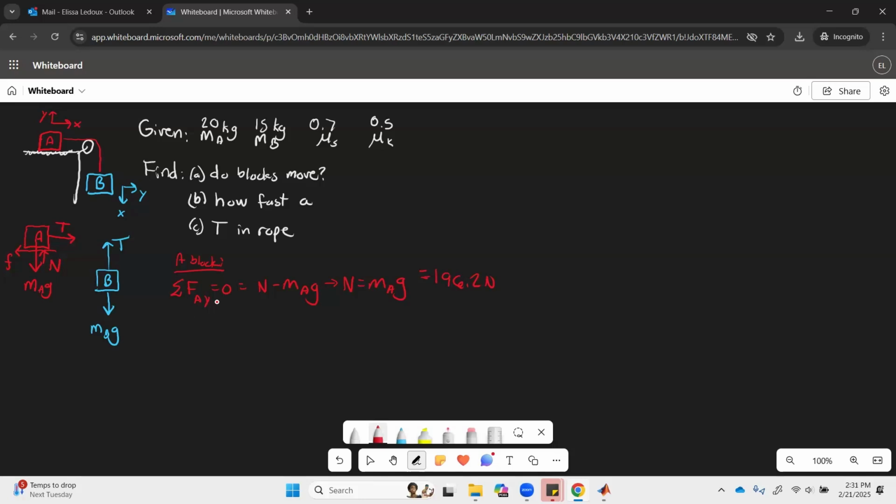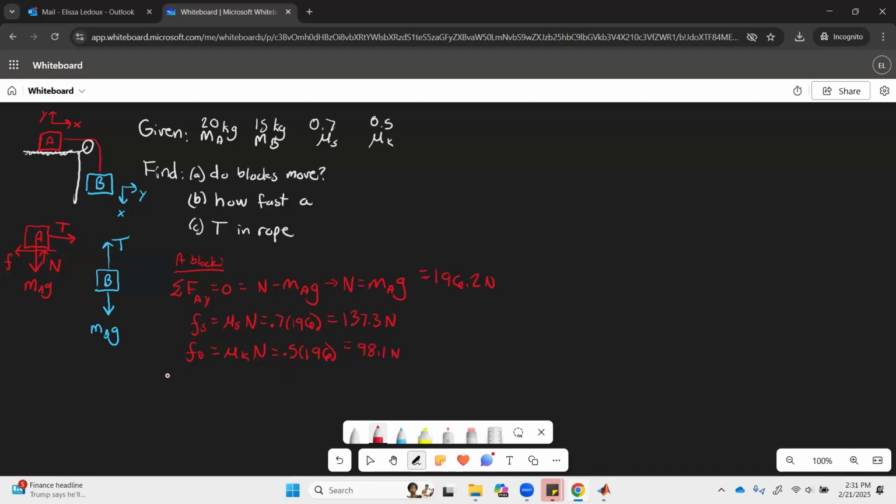And then from there we can get the friction force. So static friction equals the static coefficient times the normal force. So we have 0.7 times 196 equals 137.3 newtons. And then the dynamic friction, well, really this is what we called kinetic. Kinetic and dynamic are the same thing. Mu K times normal force equals 0.5 times 196. This equals 98.1 newtons.